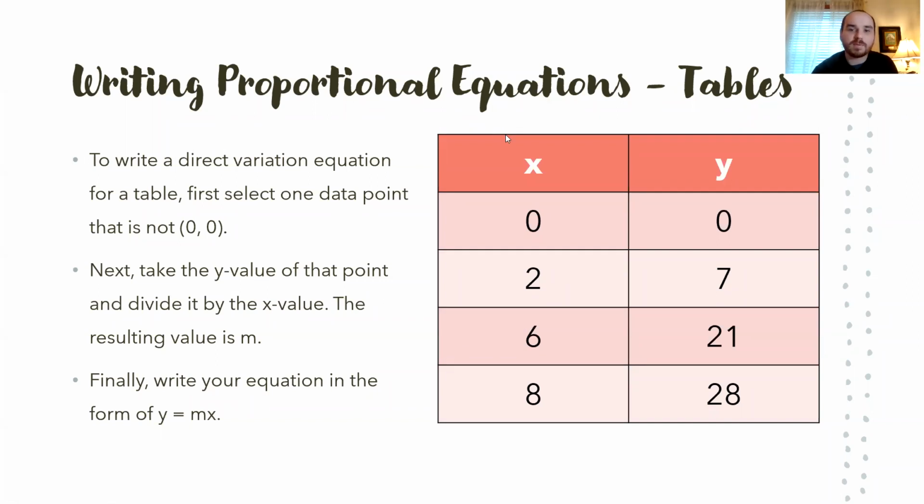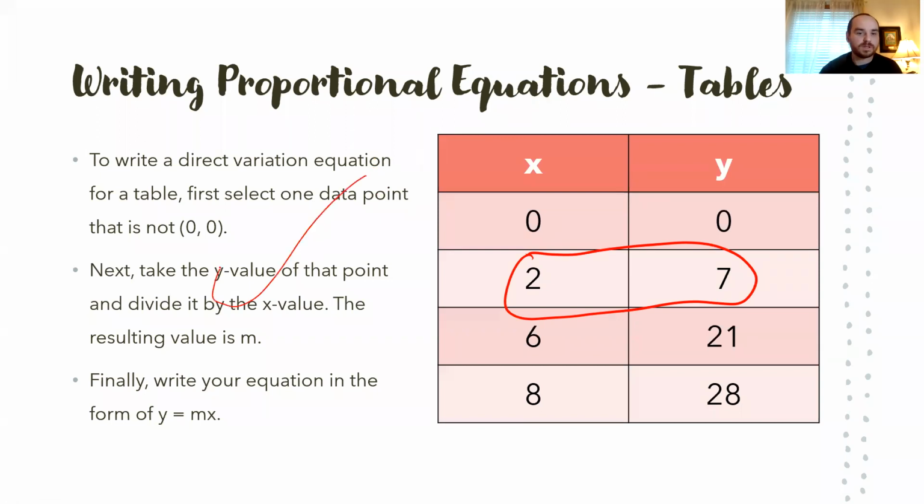To write a proportional equation from a table, what you need to do is first select one data point that is not (0, 0). So let's look at maybe this data point, (2, 7). So this one right here.